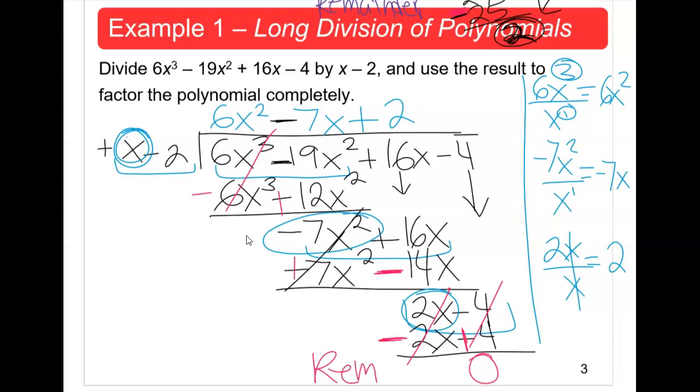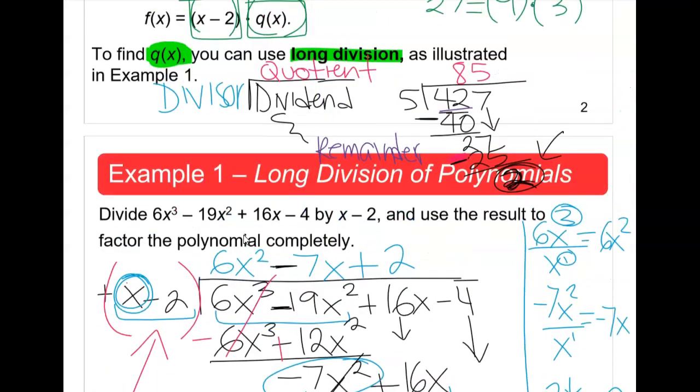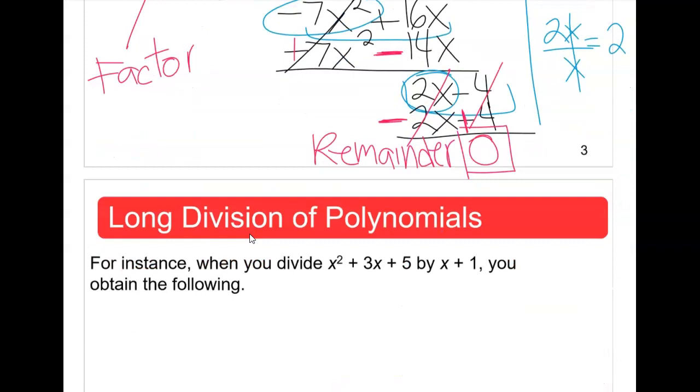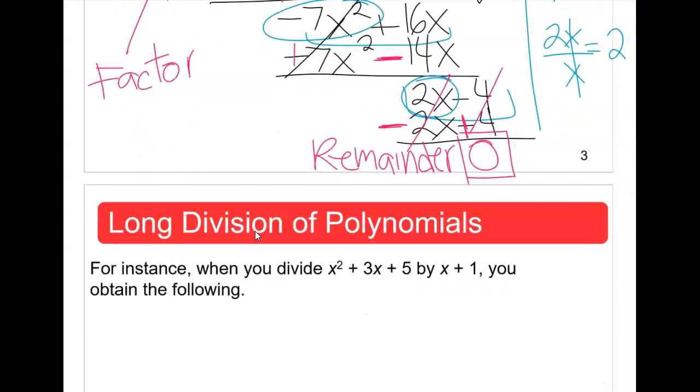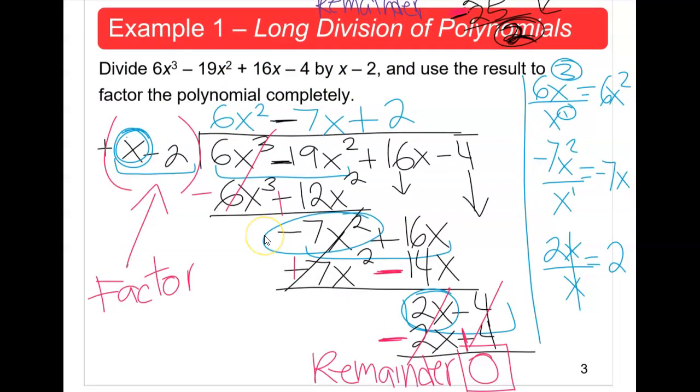Now, this will not always happen, but the reason this happened is because we already knew that x minus 2 was a factor. So anytime you divide a polynomial by a factor, of course, as long as you divide correctly, and of course, as you have the right factor, you should get a remainder equaling 0. Okay. Now, what we got, well, that's all we had to do for this polynomial.